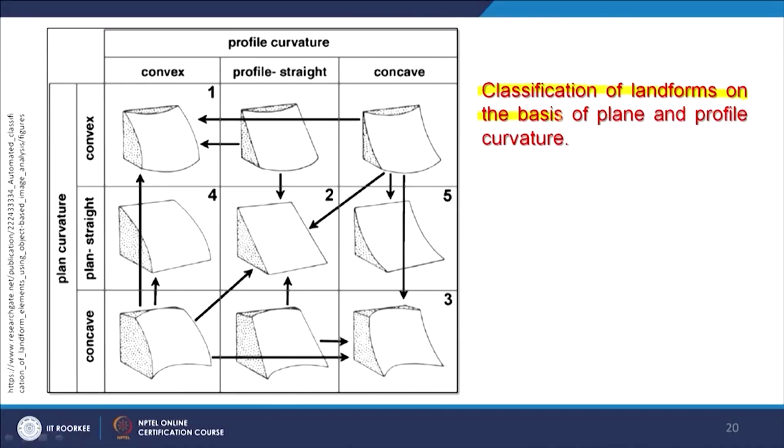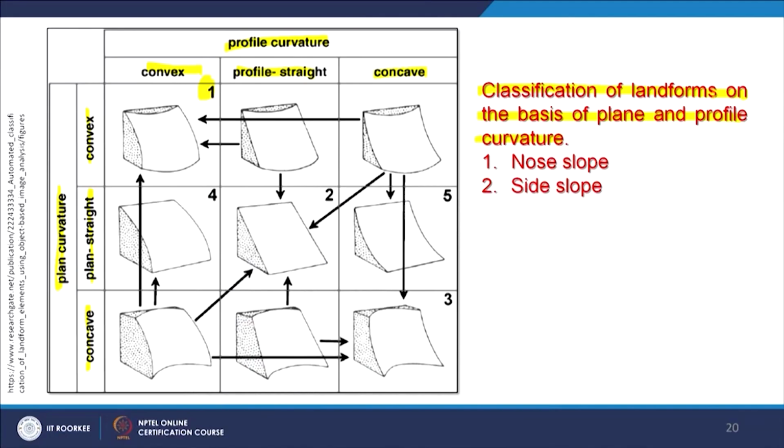So, a similar kind of thing, that classification of landforms on the basis of plan and profile curvature. So, here in this matrix you are having plan curvatures, here you are having profile curvatures, you are having convex, straight and concave. So, these will influence each other depending on the conditions. So, the first one we call as nose type, just like a human nose. The second type of landform we say side slope, which is this one 2.